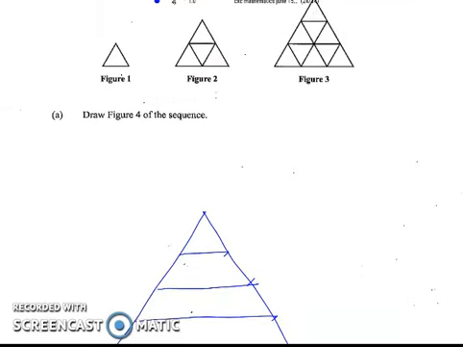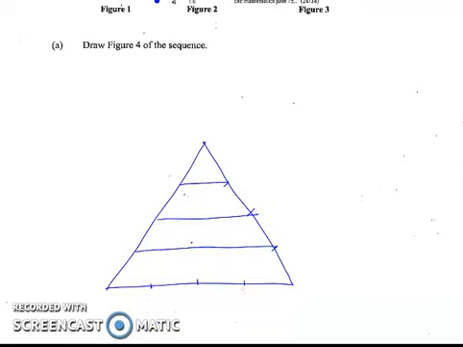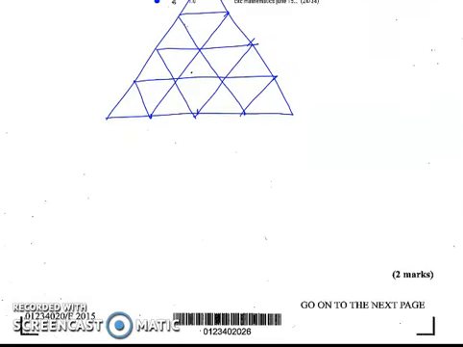Let's take a look again. All right, so then we can probably go something like that, like that, like that, and then from the other side, like that, and like that. So the fourth figure in the sequence could look something like that. It's an equilateral triangle, and each side is 4 units long. All right, let's continue.